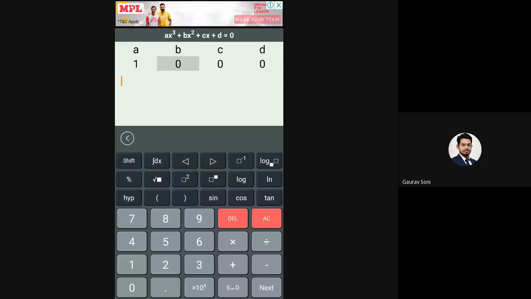Once you press equal to, then it will go to the next entry, the value of b. The value of b in our equation is -6. Then c is the coefficient of x. In this case, it is 11. Again, you press equal to. Then the cursor will shift to the next entry. The last one is again -6.